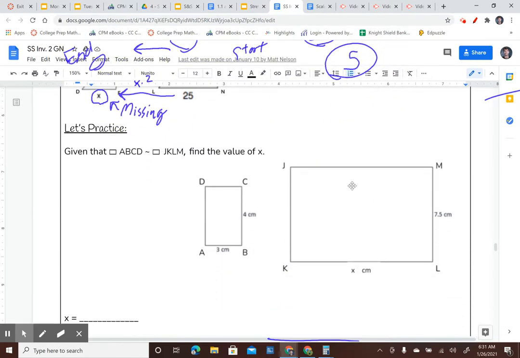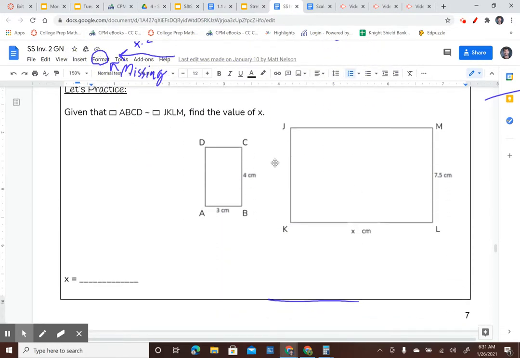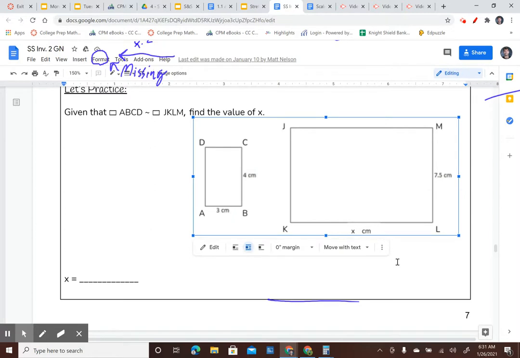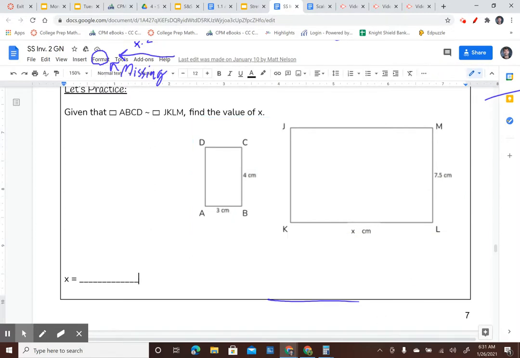All right, let's go ahead and practice here. So let's see, the missing side length is right here on the right side. So this time my arrow is going to be going from left to right. So we start here and we end over here. So this is going to be my original shape. This is going to be my copy or my image.